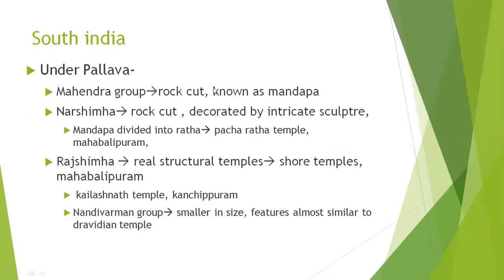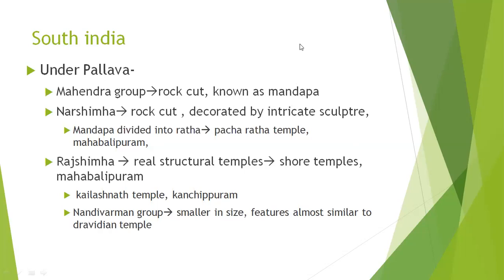The southern type of architecture, the South Indian type of architecture, developed under various schools. The dynasty when they developed under Pallava can be divided into the Mahendra group, the Narsimha, Rajsimha, and so on and so forth. The Mahendra group were very primitive ones. They are the rock cut temples, and the temples itself are known as the mandapa.